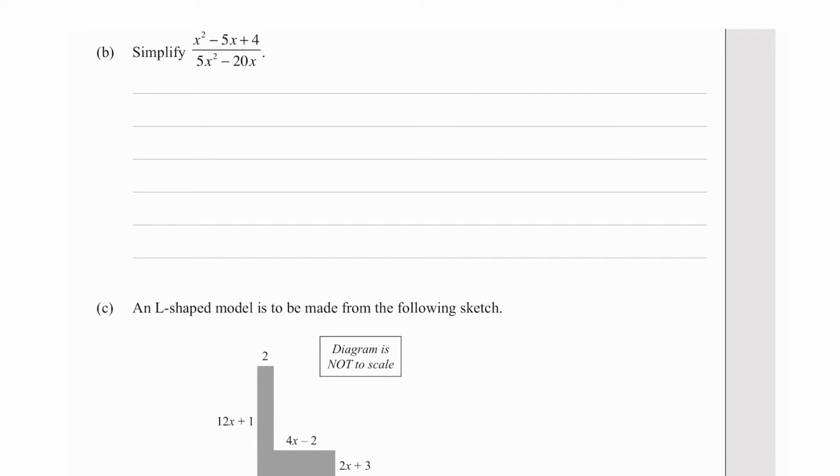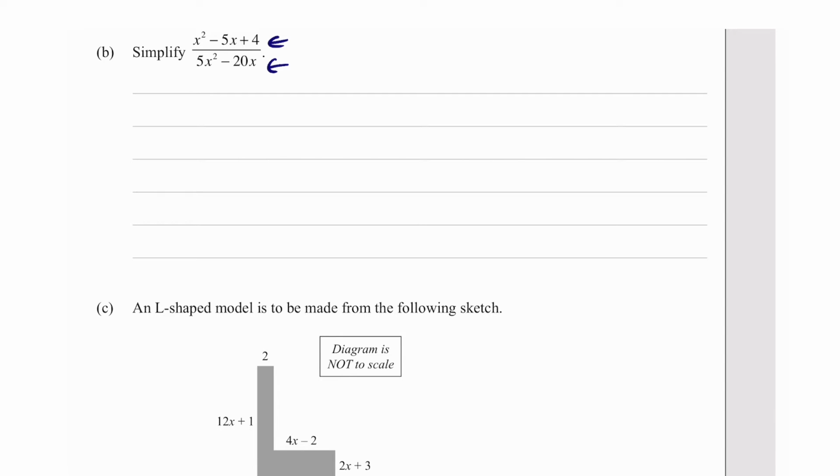Right, let's look at part B. We want to simplify the following algebraic fraction. So how do we do this? Well, we can see that we've got a quadratic term here, and also another quadratic term here as well. So we need to simplify both the numerator and the denominator and see if we can cancel any terms out.